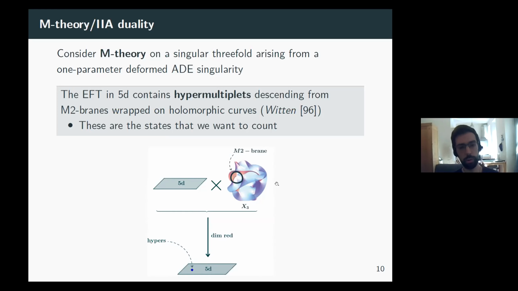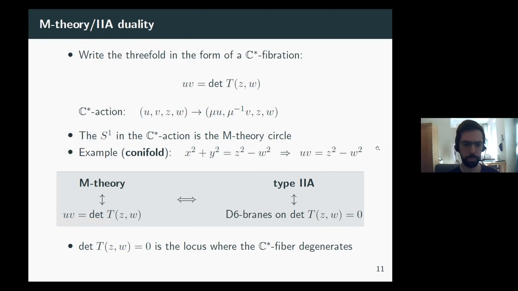Now, how can we achieve this result? First, I have to use a trick. We write the threefold in the form of a C-star fibration. In this shape, UV equals the determinant of some matrix T that I'll define in a second, where the C-star action is on the first two coordinates, U and V, in the shape you see here. Furthermore, the S1 in this C-star action is the M-theory circle. And to give you an example of this rewriting, we can always take the conifold, where just by changing variables from X and Y, we get to U and V and obtain the desired form.